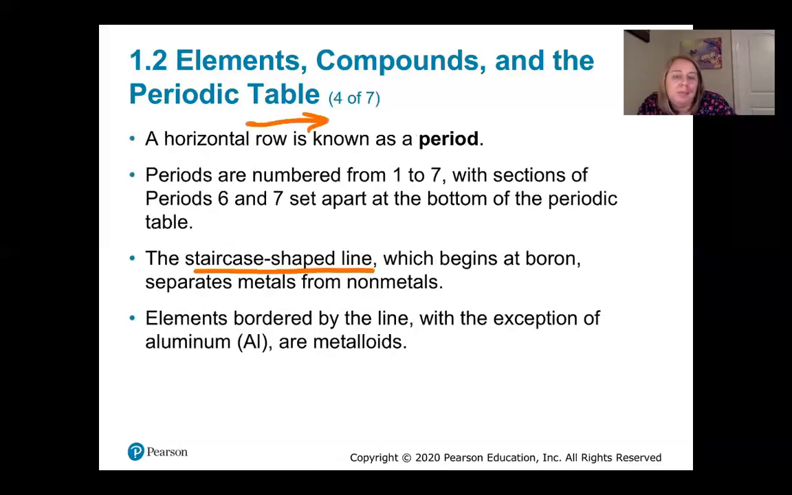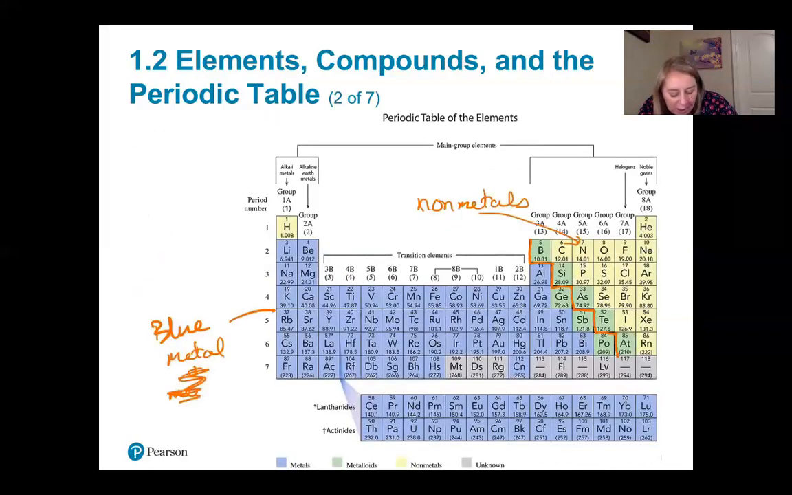Okay. So elements that border the line, except for aluminum, are metalloids. So if you go back, you see all the ones surrounding that line are metalloids except for aluminum. Aluminum itself is actually a metal.